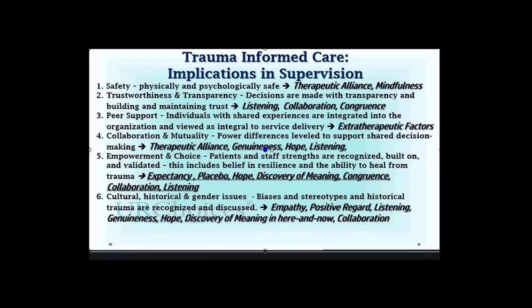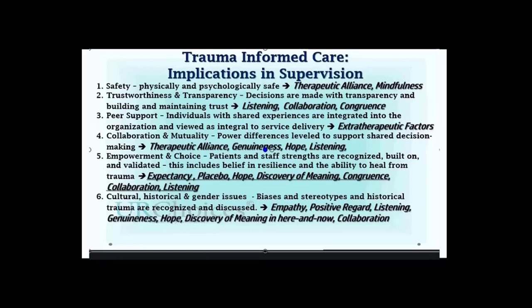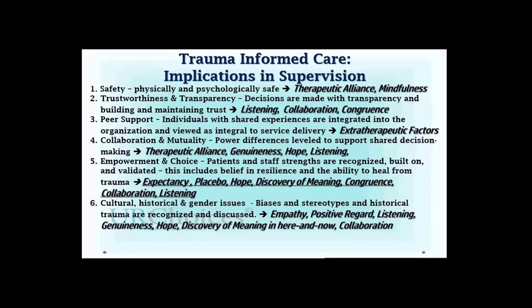Trauma-informed care principles include 6 person-centered engagement strategies. First, safety, physical and psychological safety. This is demonstrated most effectively in development of the Therapeutic Alliance and mindfulness practices used by the client and the therapist, setting a mood of safety for the client to talk about whatever their concerns are.